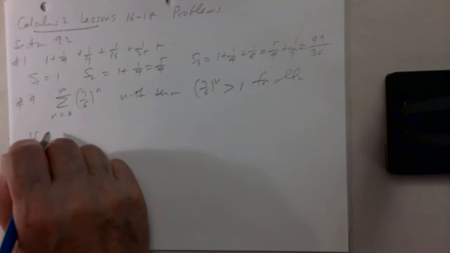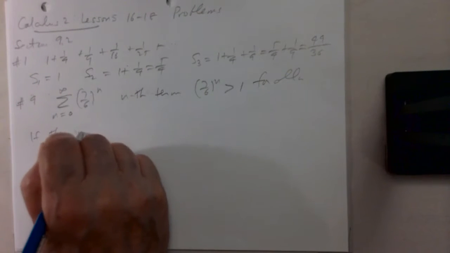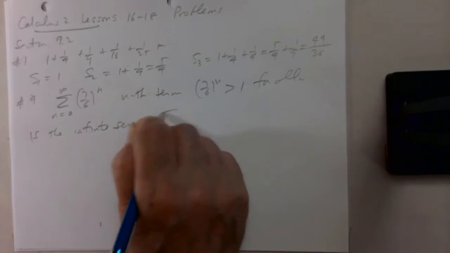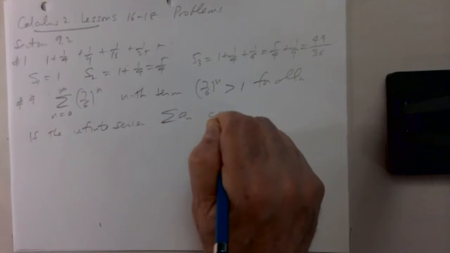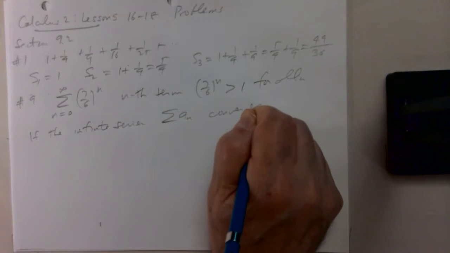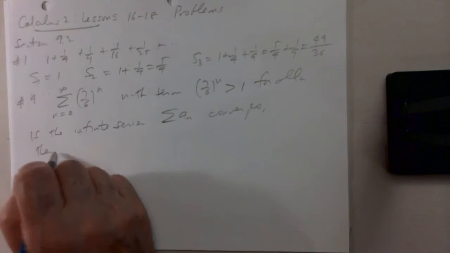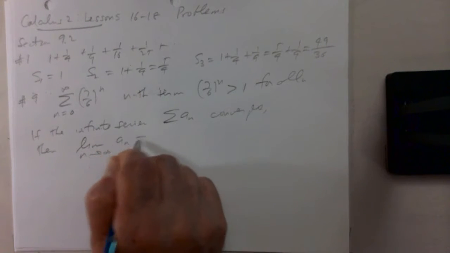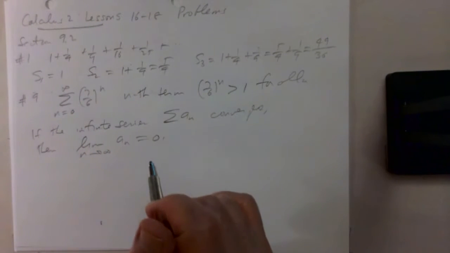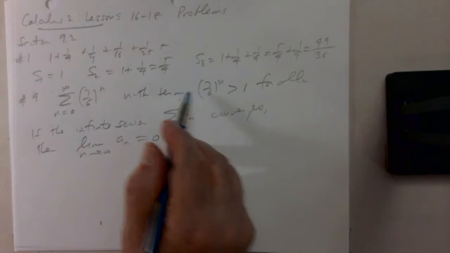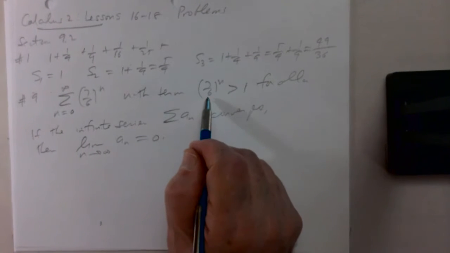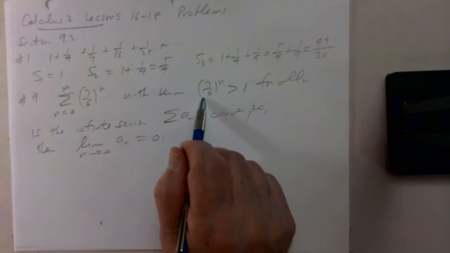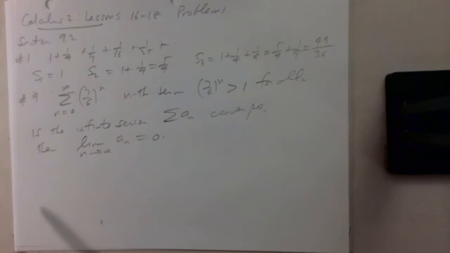And there's a theorem that says that if the infinite series summation a sub n converges, then the limit as n goes to infinity of the nth term is 0. And in this series, the nth term doesn't go to 0. In fact, it's always bigger than 1. So that's the reason why this series must diverge.